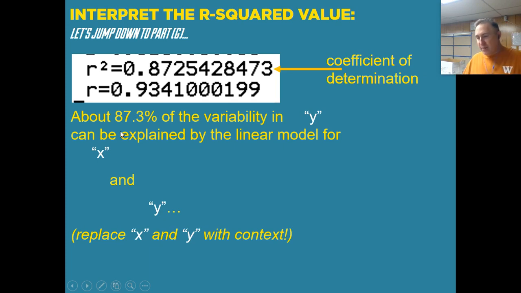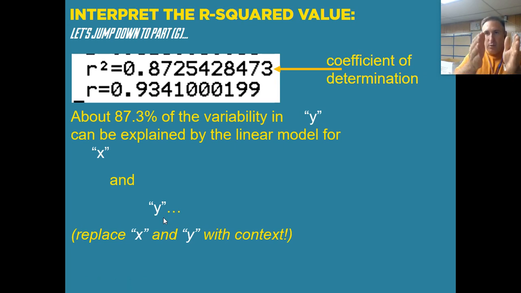This is down at the bottom of our page right above those scatter plots that we were choosing the strength for. About 87.3% of the variability in whatever our y value is, it doesn't matter, this is the structure of the sentence, can be explained by the linear model for x and y. And then we want context, okay? So we're thinking about this.